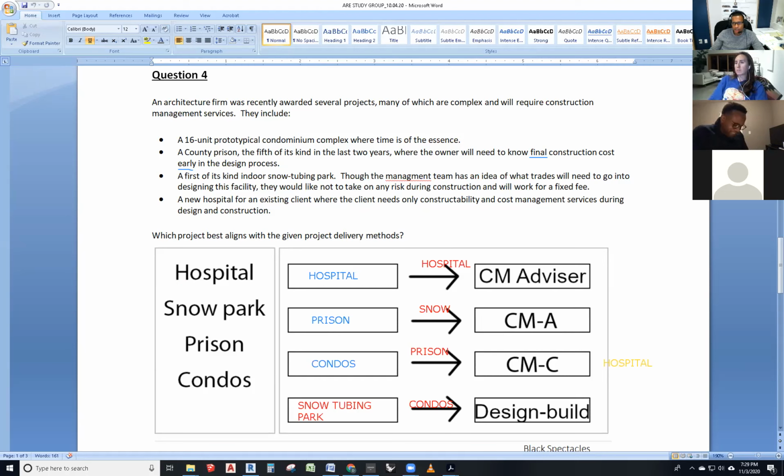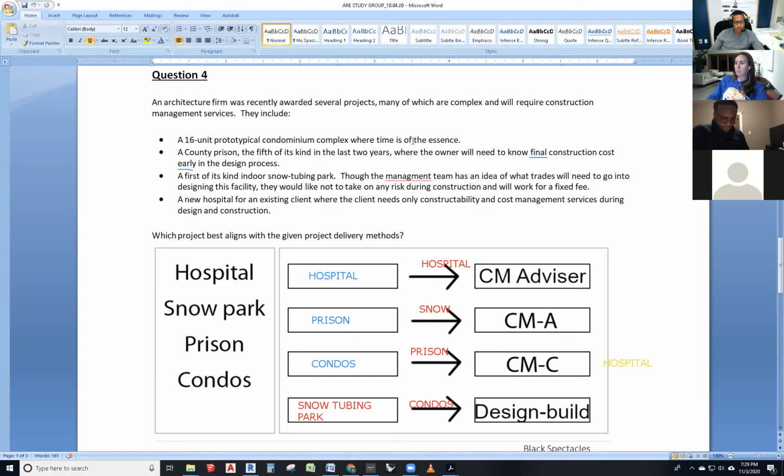Let's look at this. You guys are all onto something with your answers. I like what I see. So a 16 unit prototypical condominium complex where time is of the essence. It's a prototypical building, meaning after you do one, the units are all the same. It's almost prefabricated, right? So time is of the essence.